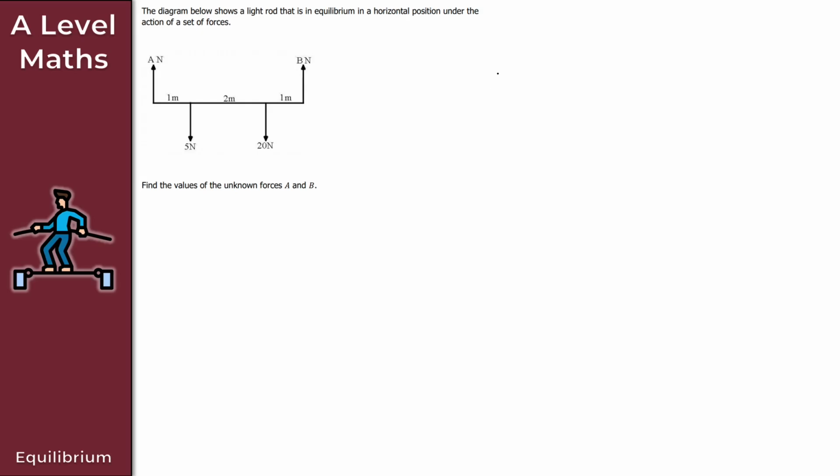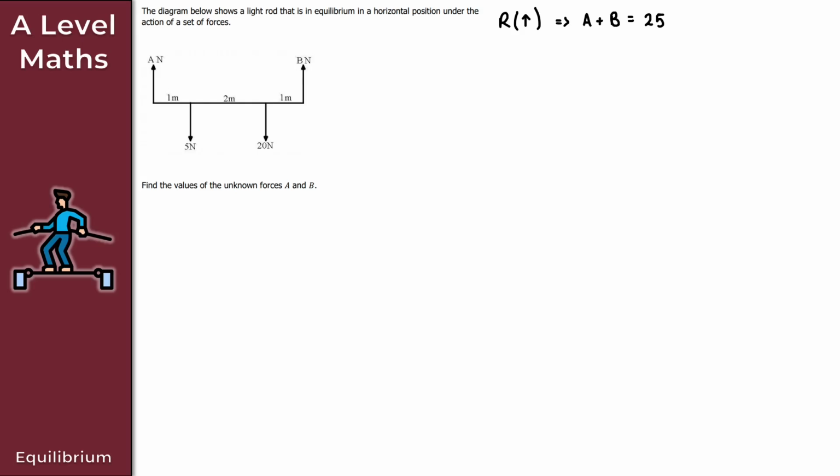So to begin with then, just as we did for the previous question, we're going to begin by resolving vertically here. So by resolving vertically, again, forces acting upwards are equal to forces acting downwards. So what I get here then is A plus B is equal to 5 plus 20. Okay, so that would be 25 there, like so. And what we're now going to do here is take moments.